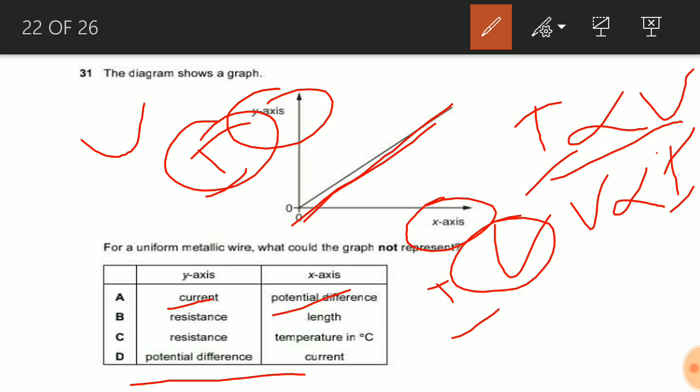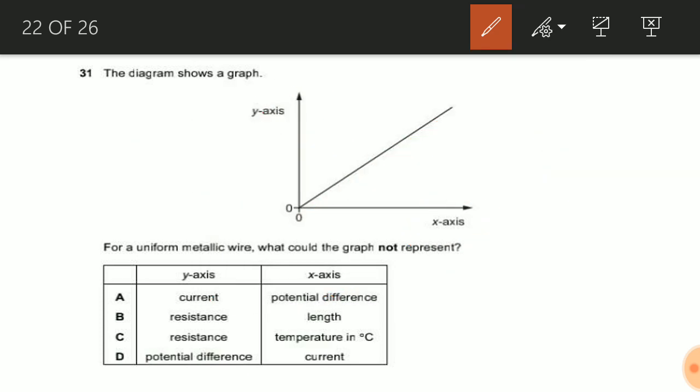So option choice A and D cannot be the answer for this question, because in this question we need to see those variables which cannot be kept in this relation. Resistance and length: we know that resistance is directly proportional to length. Because of that, B is also correct, which is not our option choice, because we need to find which is not a correct relation, which is not a correct variable. Now if you see B, if you see C, C is the correct answer for this question.